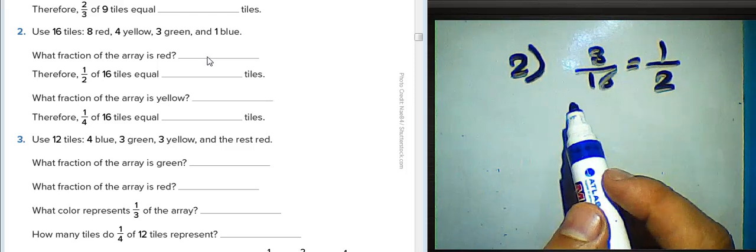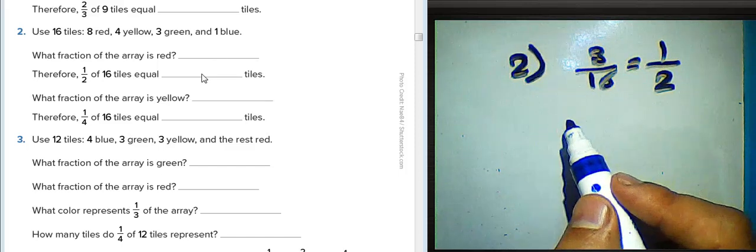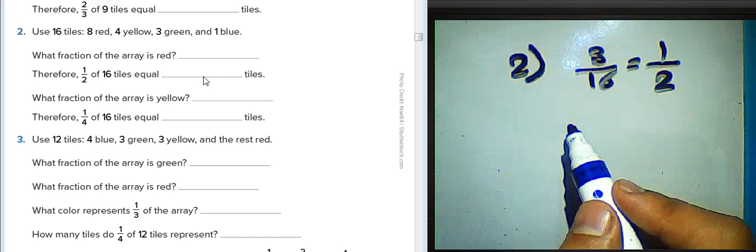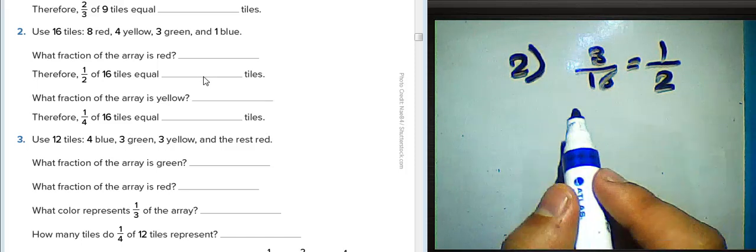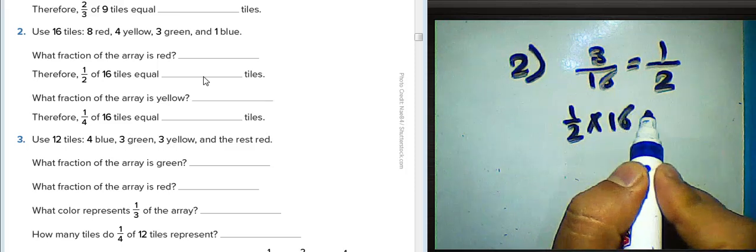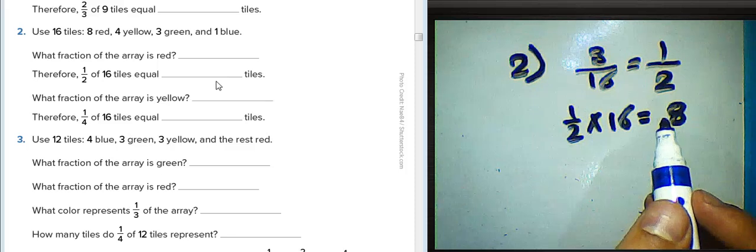Okay, next question here: half of 16 equals what? It means half multiplied by 16 equals 8 tiles. Write 8 here.